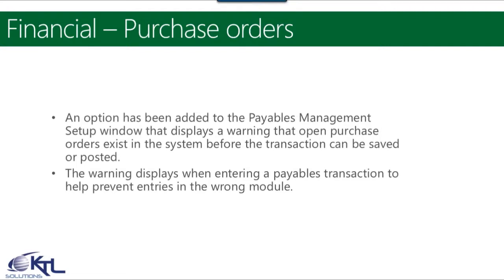So it assists your users so that they don't overdo payables transactions. The option warn if vendors has existing purchase orders has been added to the payables management setup window. If this option is marked, the system will check for any open purchase orders for a vendor when you select to save or post that transaction for the same vendor in the payables transaction entry window.